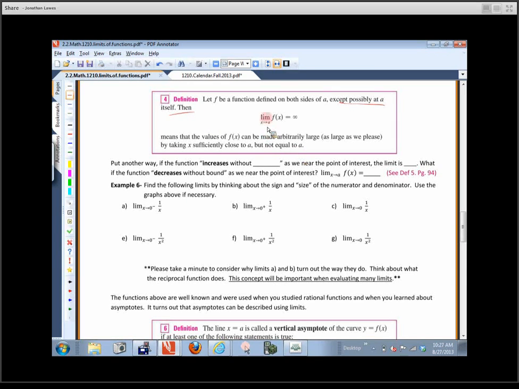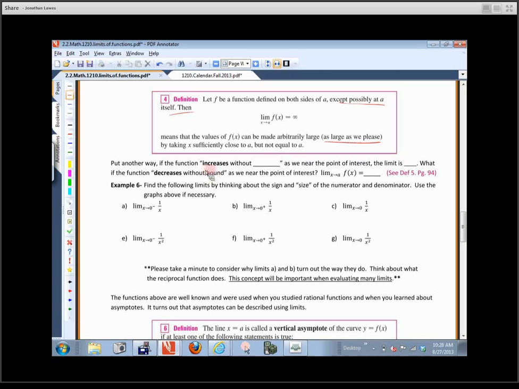Okay? And it says the limit as x approaches a of f of x equals infinity means that the values of x can be made arbitrarily large, or in other words, as large as you want, by taking x sufficiently close to a, but not equal to a. So what it means is, the closer you get to a, the bigger the function value is. Okay, that would make the limit equal to positive infinity.